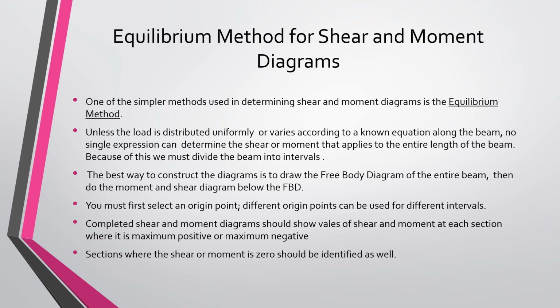To get the entire length of the beam, you're going to have to split it into different intervals. The best way to construct the diagram is to draw the free body diagram of the entire beam and then do the moment and shear diagram directly below the free body diagram. First, it's important to select an origin point, and different origin points can be used for different intervals. A completed shear and moment diagram should show values of shear and moment at each section where it is maximum positive or maximum negative. Sections where the shear or moment is 0 should also be identified in the diagram.